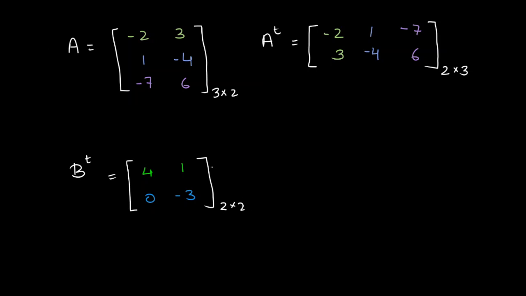Right? So if I've been given B transpose, which is for a 2 by 2 matrix, I can find B with a similar process. I just need to convert the rows to columns and the columns to rows. So the first row, which was 4, 1, will now become my first column, 4, 1, and the second row, which was 0, -3, will become my second column as 0, -3. So if I've been given B, I can find B transpose, and if I've been given B transpose, I can find B in the same way.